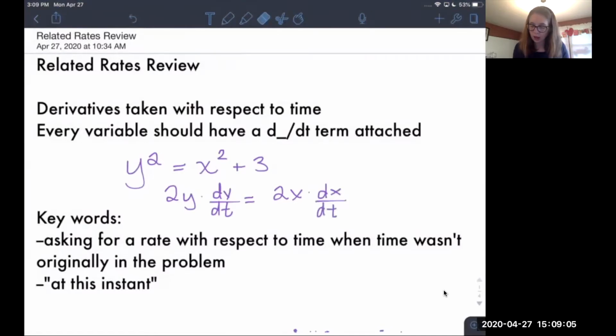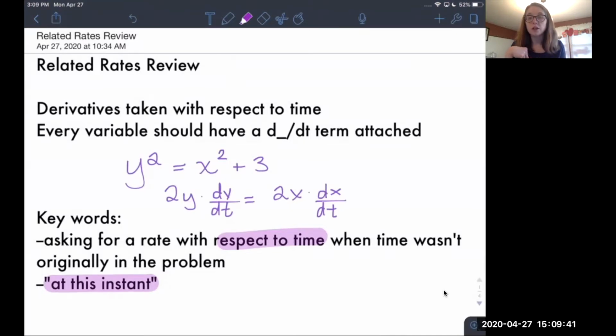Some keywords that you'll typically see in a problem that could be a tip-off that you'd want to do related rates would be asking for a rate specifically with respect to time. That is a big keyword, especially if time hasn't been a part of the problem so far. Also the phrase "at this instant," because you should remember from studying related rates problems in class that they give you a way to relate the speeds at which two different things are changing, and it always has to be at the same moment in order to relate those rates.